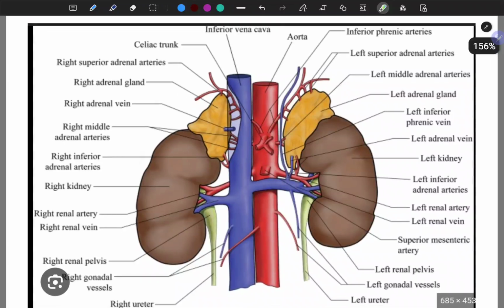If it is on the right side, the right superior adrenal artery arises from the inferior phrenic artery on the right side, the right inferior adrenal artery from the right renal artery, and the middle adrenal artery from the aorta. Venous drainage: the right adrenal vein drains directly into the IVC, whereas the left adrenal vein is formed by also the inferior phrenic vein, which drains into the left renal vein. A very important anatomical landmark.